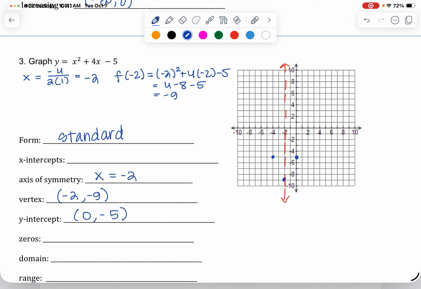which is enough to graph, but I'm also asked for my x-intercepts and my zeros, so I want to get those accurate before I graph. So let's go to x-intercepts and zeros. If this was in intercept form, life would be a lot easier. So let's get it in intercept form if possible, right? So that we can see what our intercepts are.